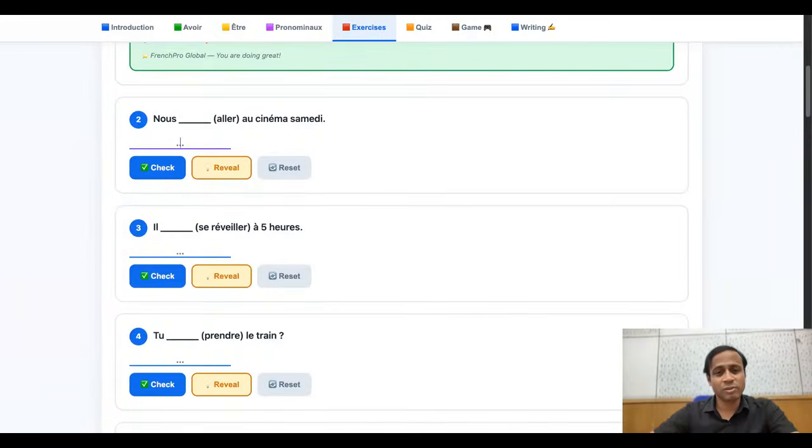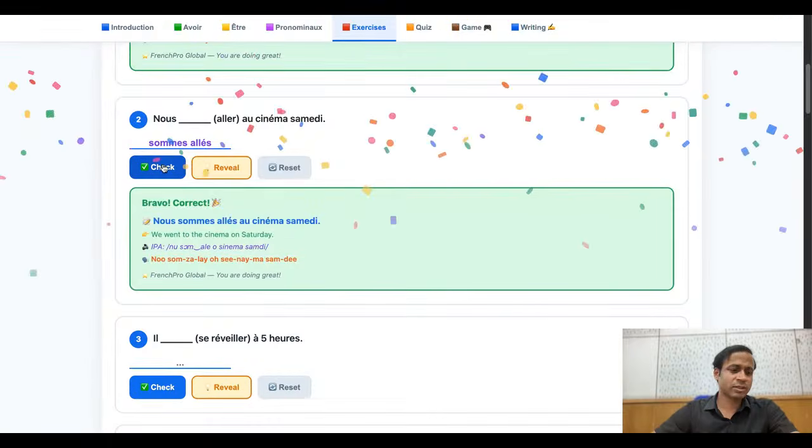So this is a verb of movement. Okay, so nous sommes, let me write your answer. Nous sommes allés. Okay, nous sommes allés au cinéma. Yes, correct answer.